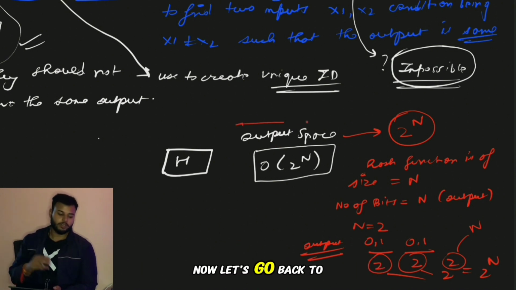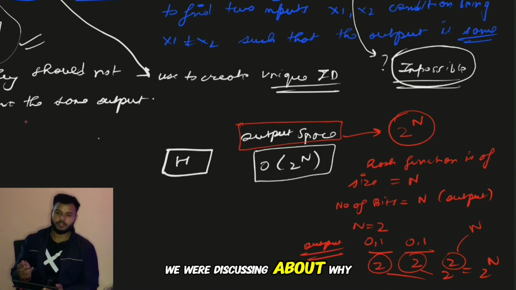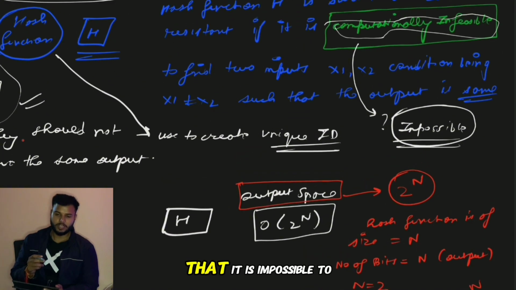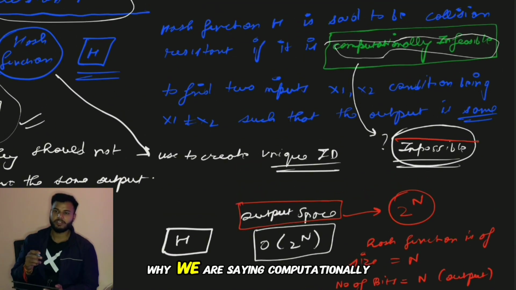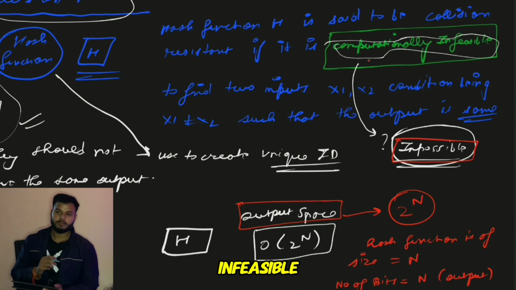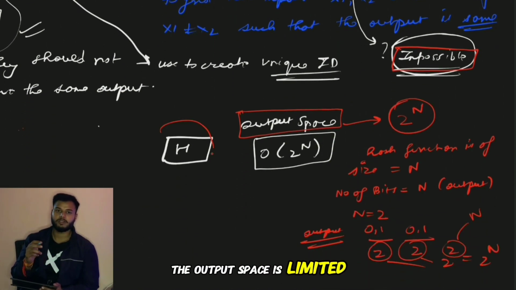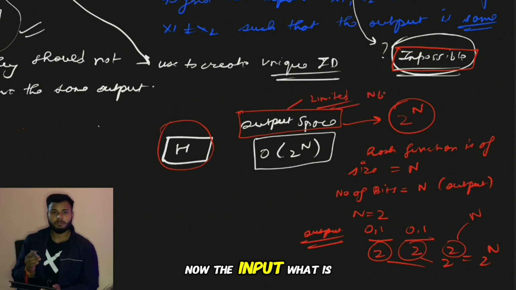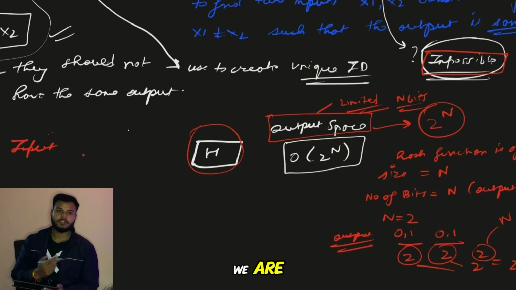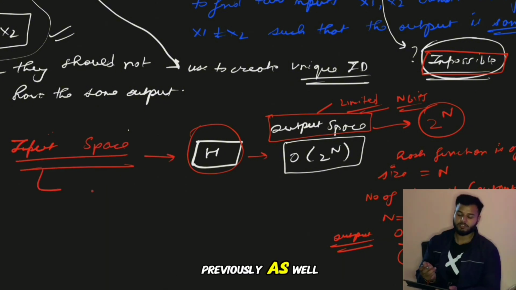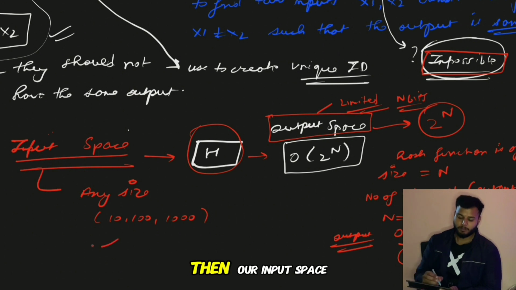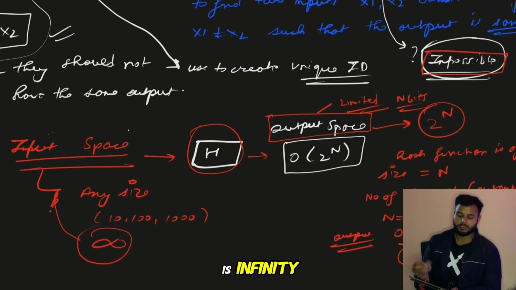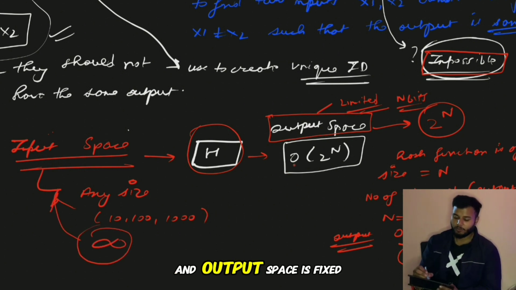Now let's go back to our topic. We were discussing why we can't say that it is impossible to find a collision, and why we say computationally infeasible. The reason is that for any hash function, the output space is limited. It can have only n bits, so the output space will be 2 to the power n. Now, what about the input space? As we discussed previously, the input can be of any size, 10 bits, 100 bits, 1000 bits. Our input space is infinite because it can be of any size, and the output space is fixed.